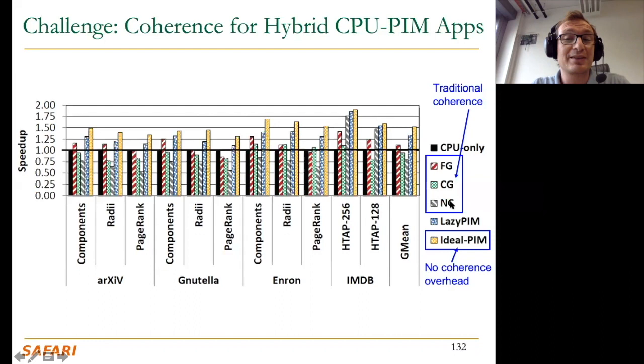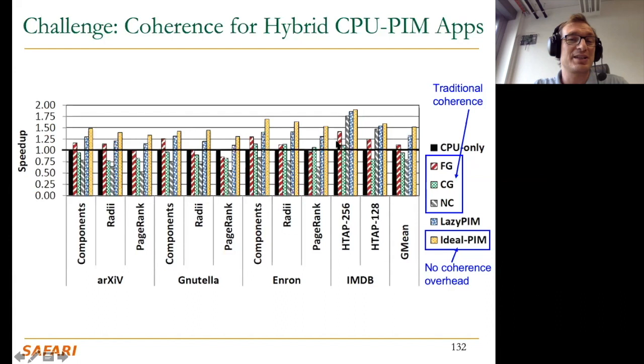Non-cacheable is the worst one, basically, on average at least, the G-mean, as you can see over here. Non-cacheable means that the data that PIM is going to operate on cannot be cached by the CPU. So the CPU doesn't even get the benefits of caching for that data. As a result, you lose performance significantly, but some applications actually benefit, as you can see over here. But some applications lose a lot.